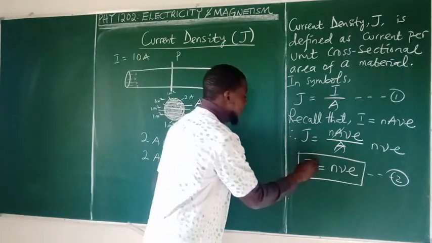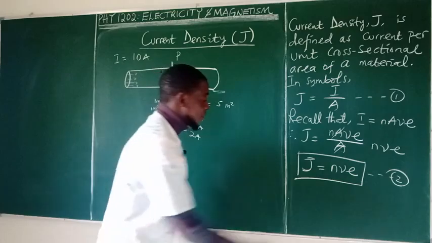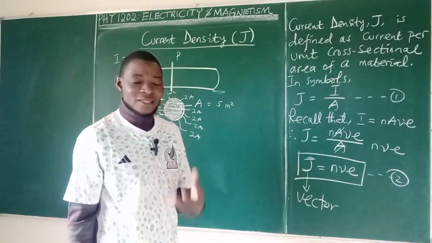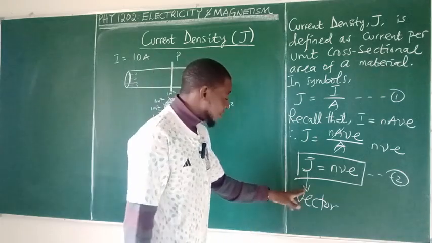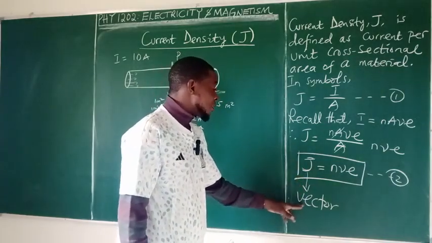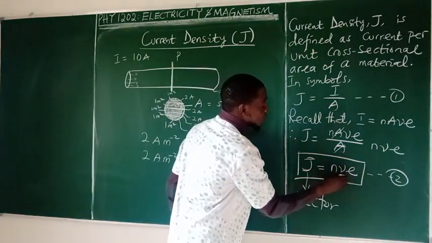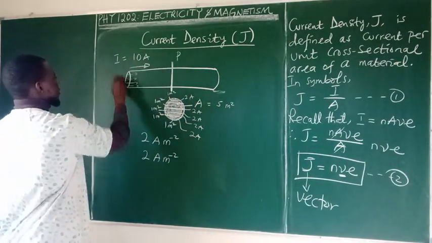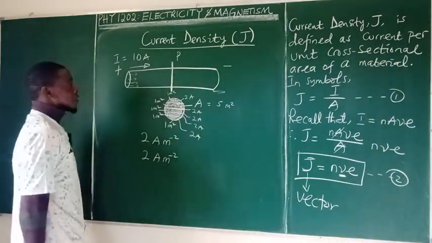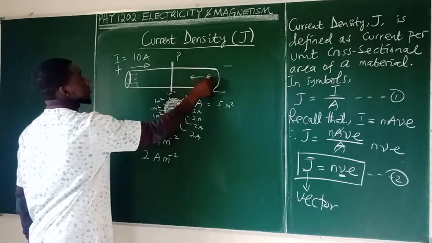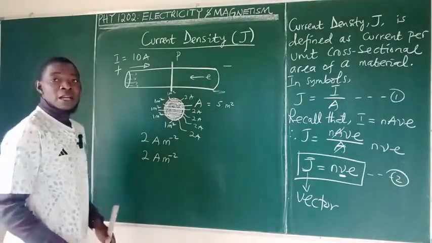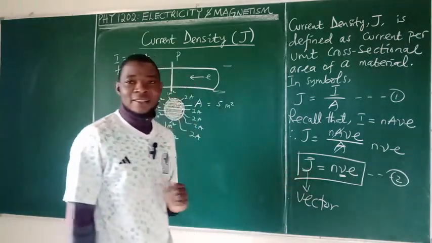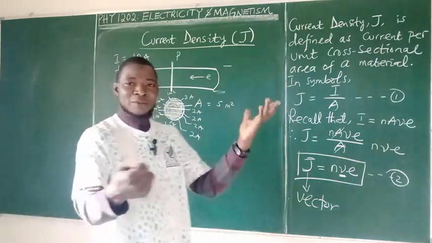Finally, class, current density is a vector quantity. It's not a scalar. It is a vector quantity. And the direction of our current density is the direction of the drift velocity. Remember we said if current flows through here, this is the positive terminal and this is the negative terminal. So electrons drift in this direction from negative to positive, and this direction is the direction of our current density.